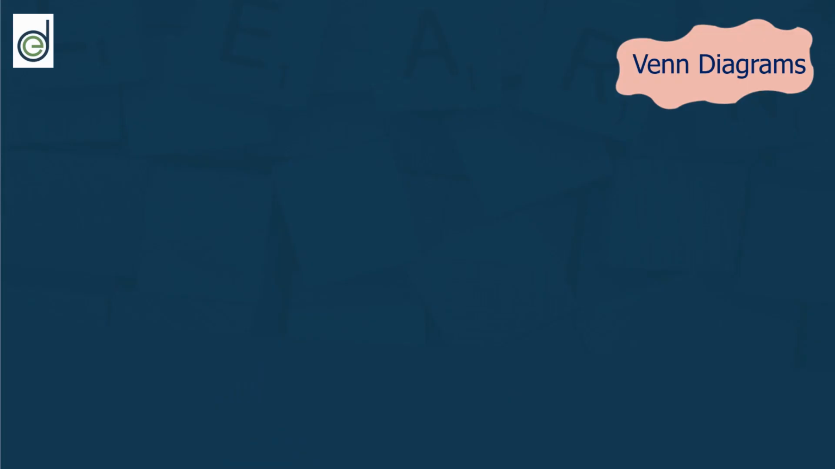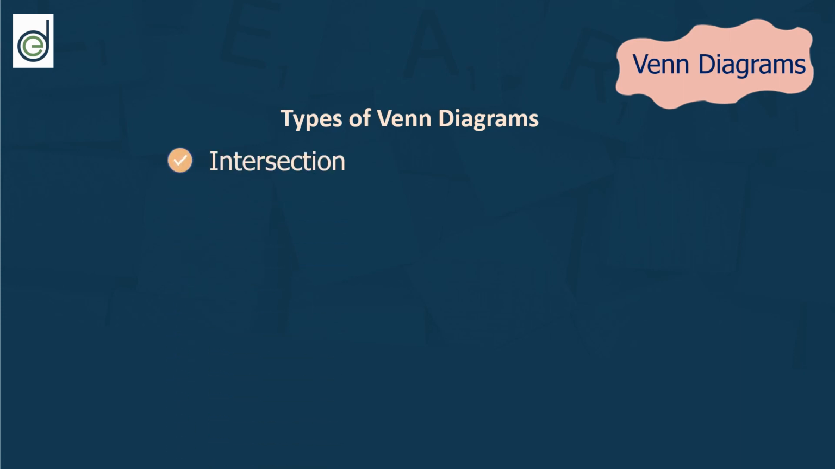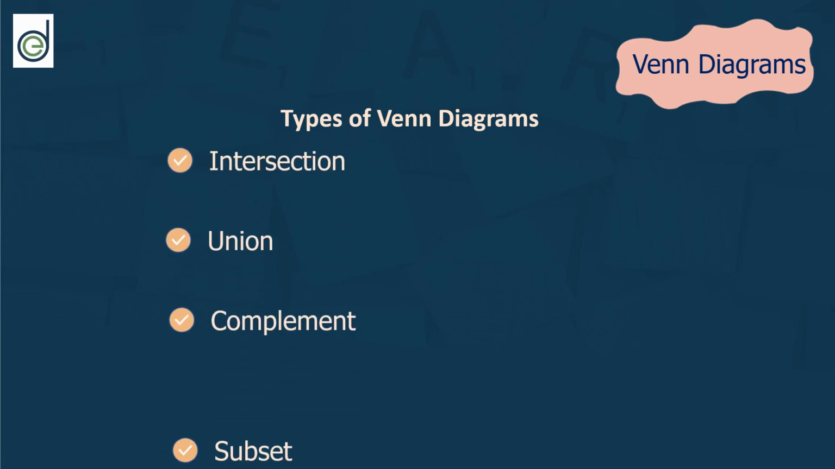So we have come to the end of Venn diagrams. In this video, you learned how to use Venn diagrams to solve problems involving not more than 3 sets. We talked about intersection, union, complementation, and subsets.